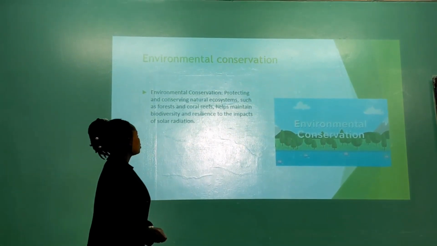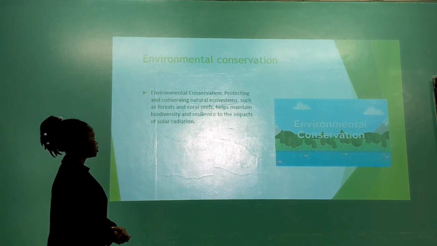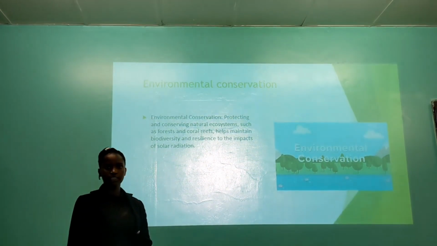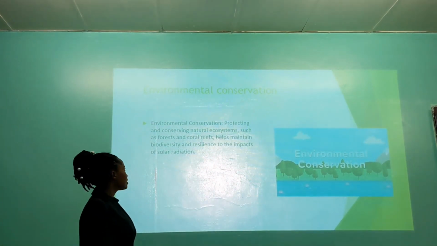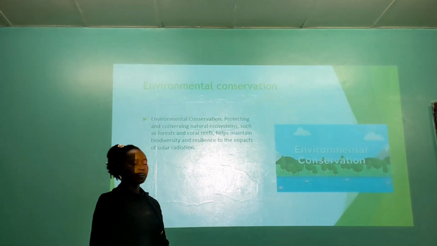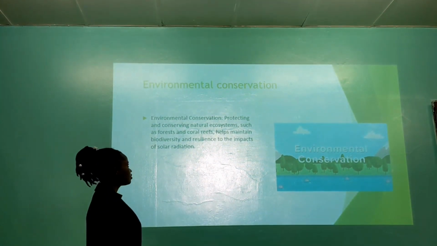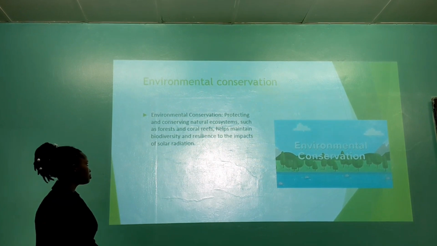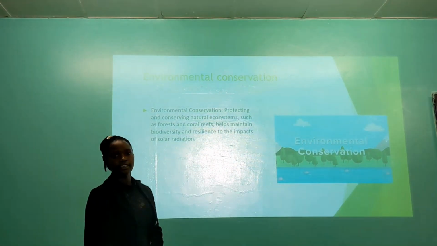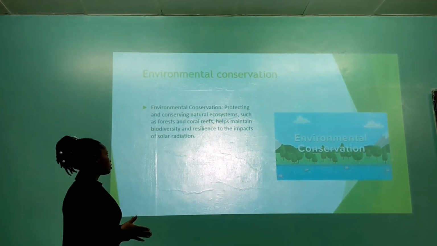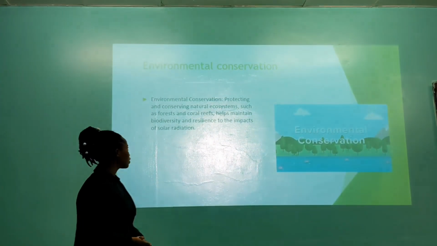I'm going to continue about environmental conservation. Protecting and conserving natural ecosystems such as forests, flora and the corals will help to maintain biodiversity and the resilience to the impact of solar radiation.